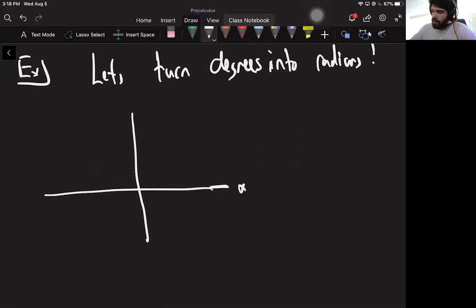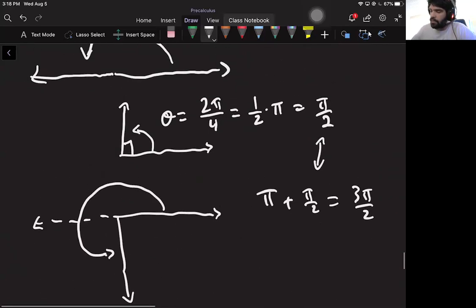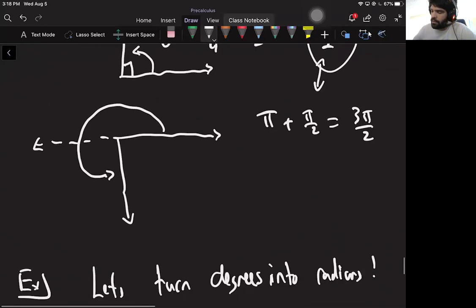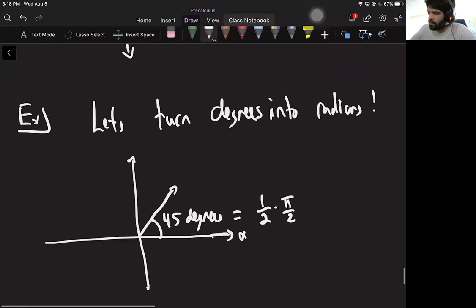Okay, so now we're back on the XY plane. So this angle here, we already figured out that was 45 degrees. But what about in radians? How many radians would that be? Well, it's a half of 90. What was 90? That was pi over 2. That was up here. So we're still doing the same thing. We're just cutting things in halves to figure this type of stuff out. So this is pi over 4.